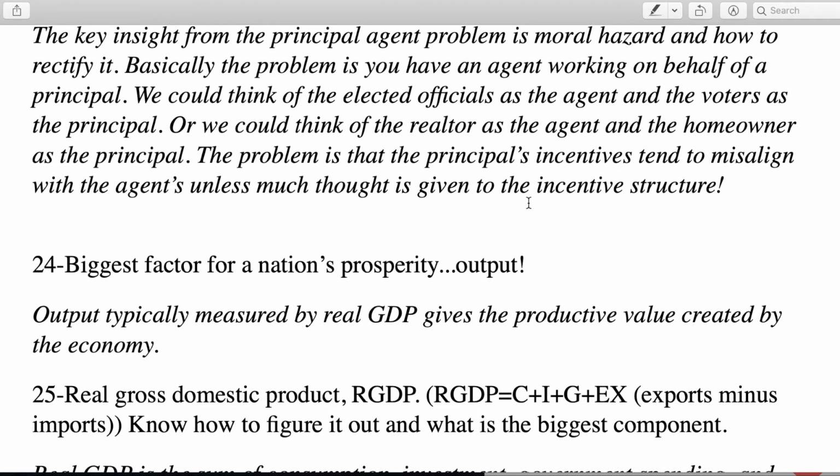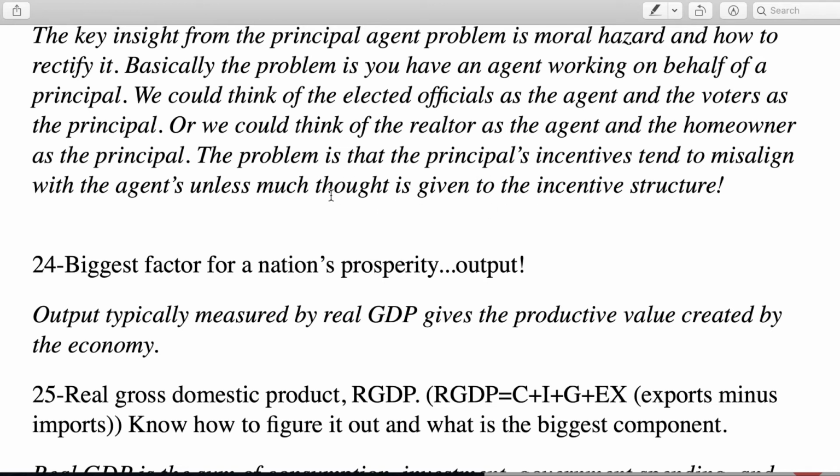Or you could think of a realtor who you hire to sell your house, and then the homeowner as the principal. Well, the homeowner has different incentives than the realtor themselves. The realtor might either shirk, not work sufficiently hard, or might try to sell other houses instead. I mean, the basic idea is the realtor is going to get something like 3 to 6% of the sale price, and the homeowner gets the rest. So the homeowner has a much greater incentive for a timely sale, I suppose, than does the realtor.